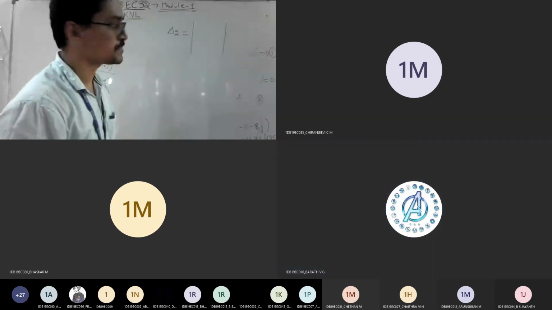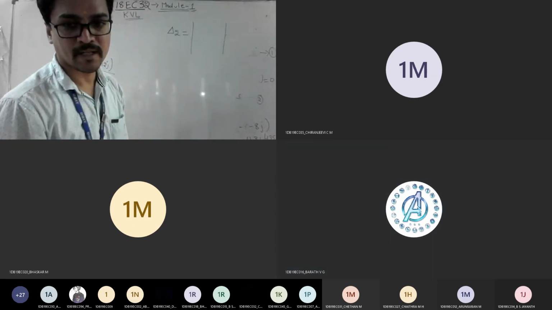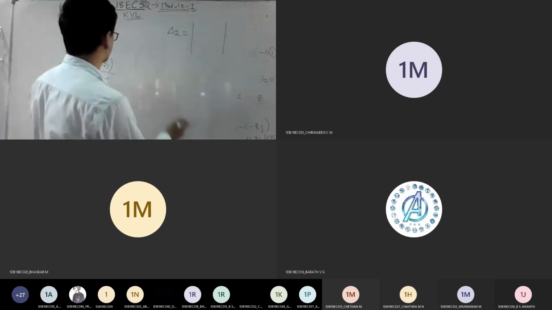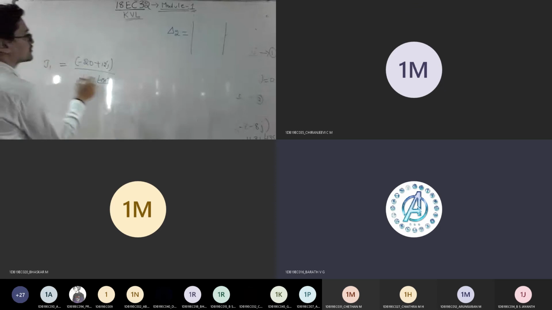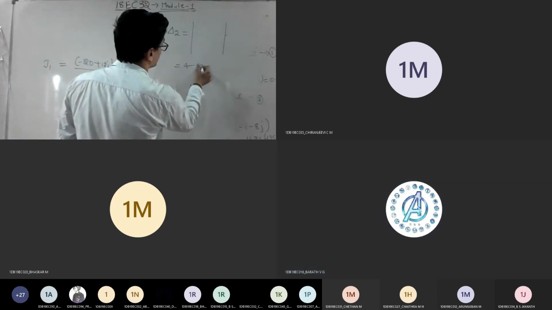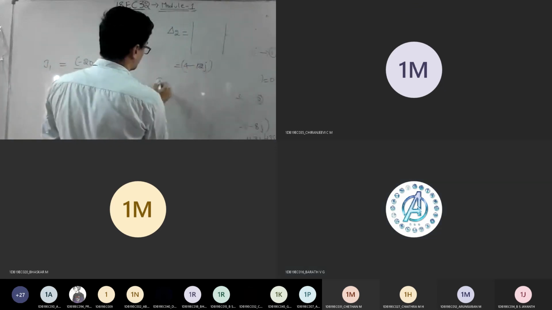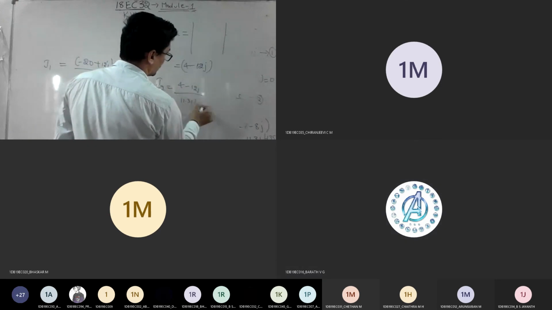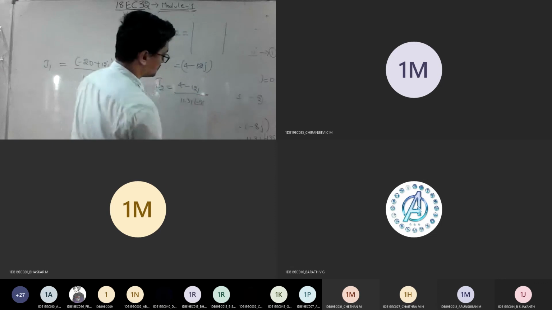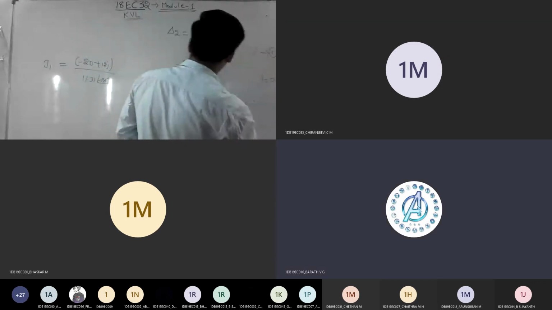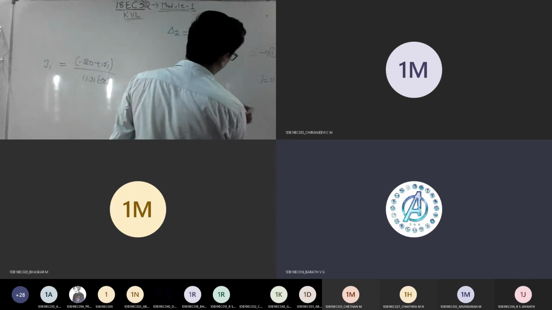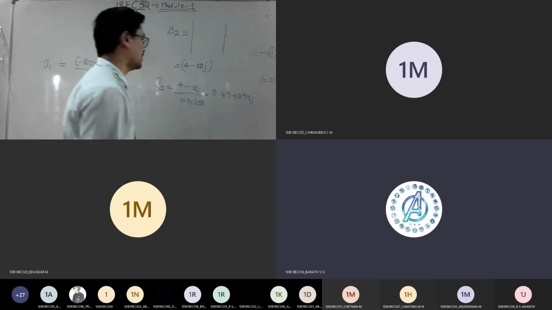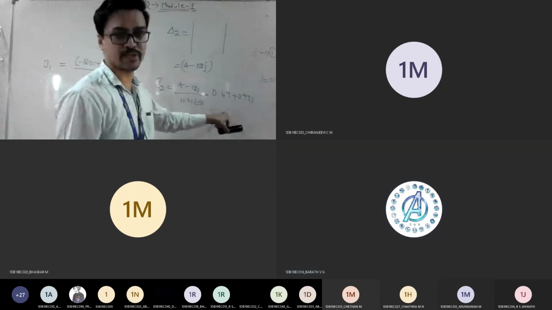Then I2, delta 2. Replace second column with the constant, keep the first column as it is, and tell me what is the delta 2 answer you got. 4 minus 12j, sir. Okay. So now I2: 4 minus 12j divided by 11.31 angle, how much? 0.499 plus 0.99j. Fine. So you got I1, I2. Keep this I2 answer also in polar form.